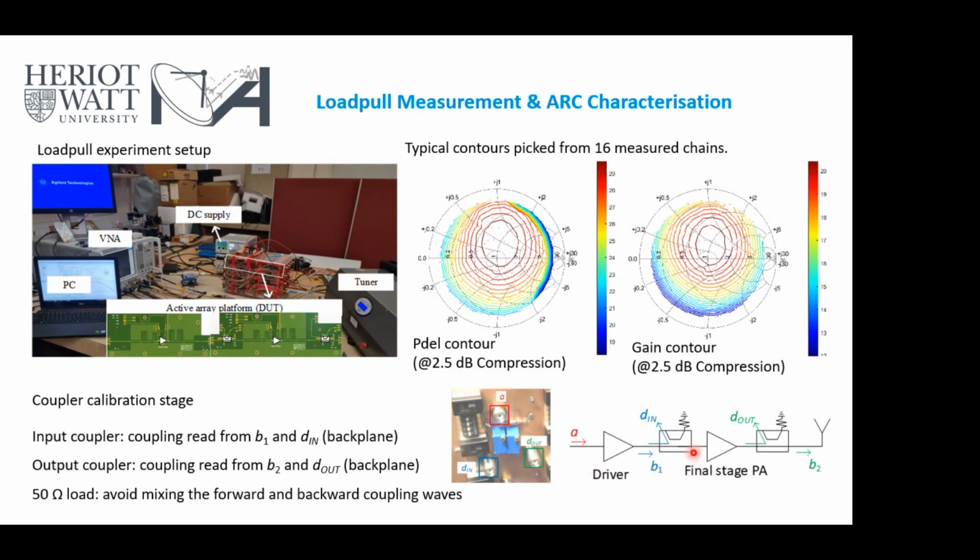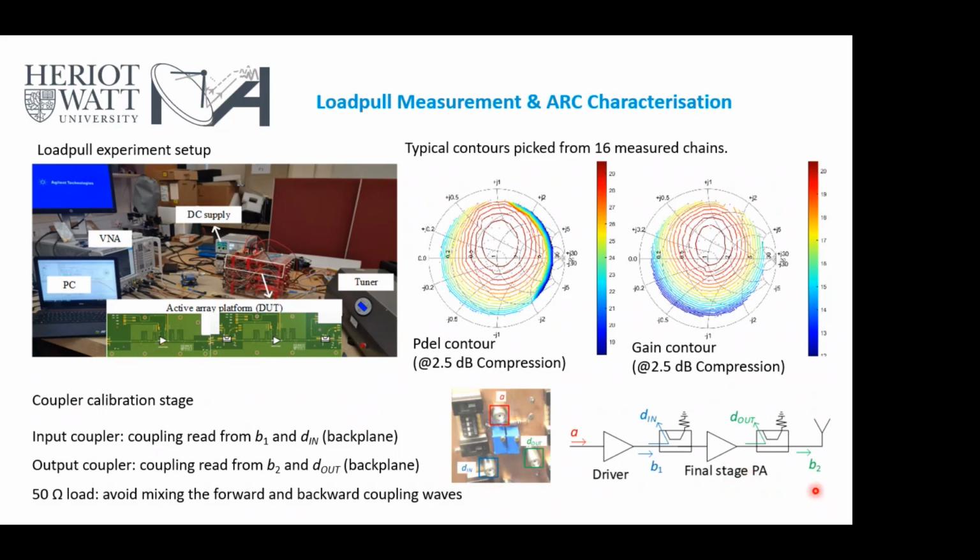So here is a sketch of the active chain. We have the signal A injected, and you can see on the cell we have this SMA port for the input signal. The input driver is to read in the forward wave input to the final stage PA, and we know the relationship between this B1 and B in, and this D in. D in is measured from this port right here, so it's calibrated into the backplane.